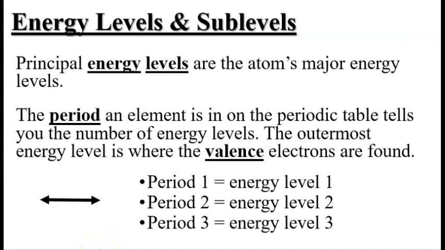Principal energy levels are the atom's major energy levels. The period an element is in on the periodic table tells you the number of energy levels. The outermost energy level is where the valence electrons are found. So period 1 has energy level 1, 2 has energy level 2, and 3 has energy level 3.